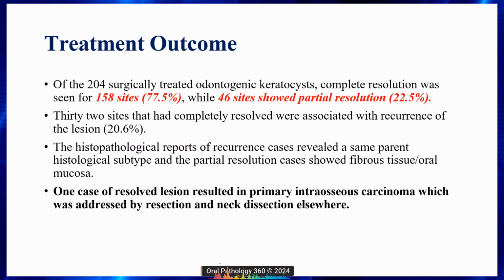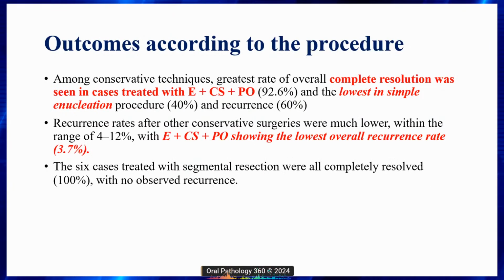The histopathological reports of recurrence cases revealed the same parent histological subtype in recurrence cases, and the partial resolution cases either showed the histological subtype of the parent case or a complete healing that represents fibrous tissue or oral mucosa without any trace of the histopathology of odontogenic keratocyst. One case of resolved lesion resulted in primary intraosseous carcinoma, which was addressed by resection and neck dissection elsewhere.